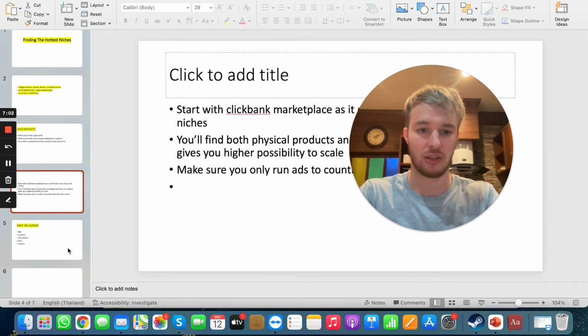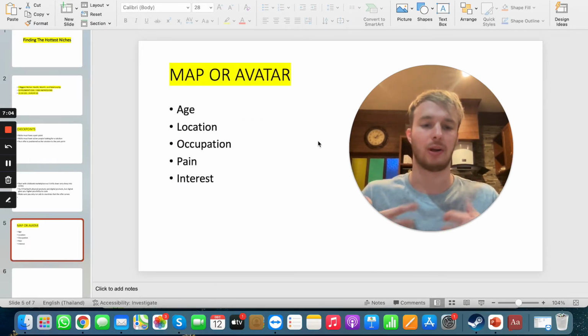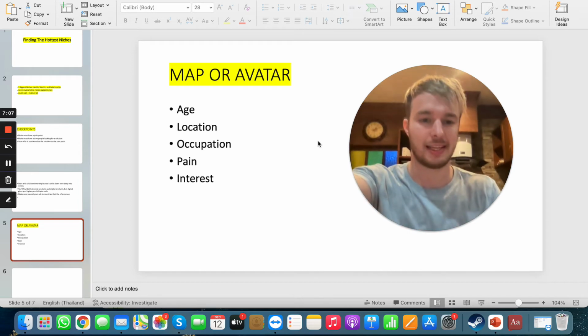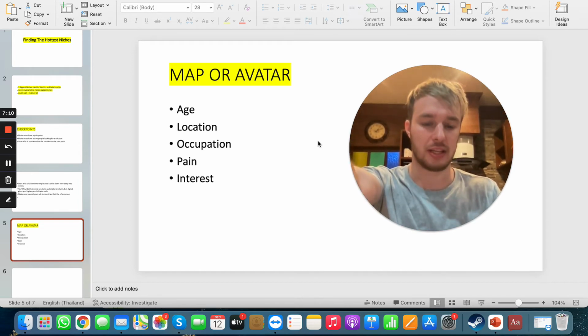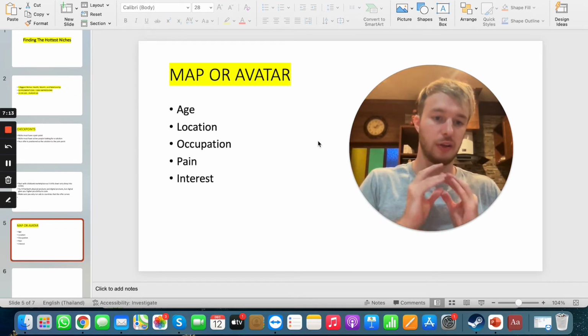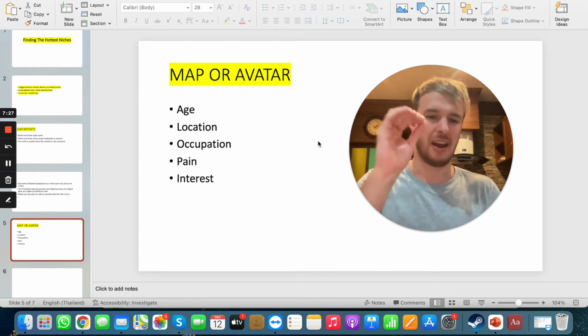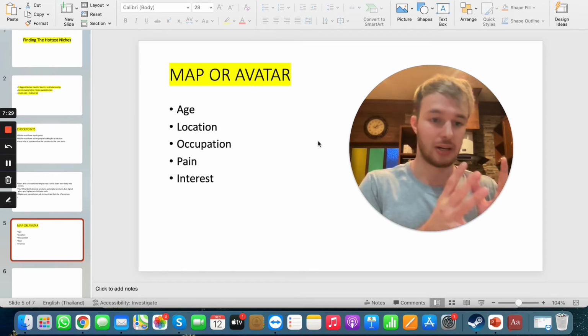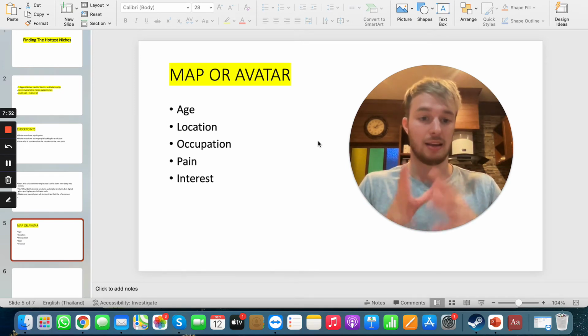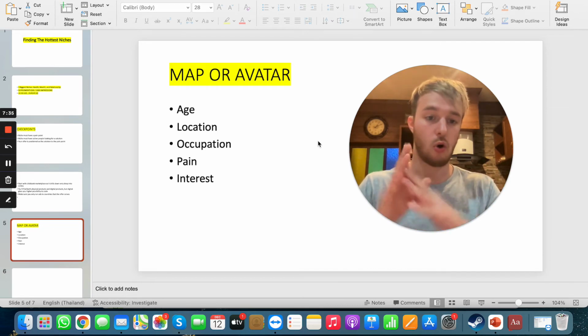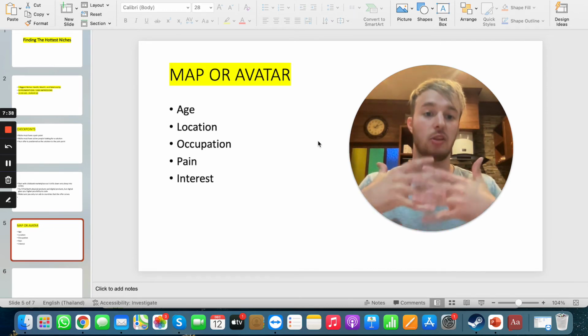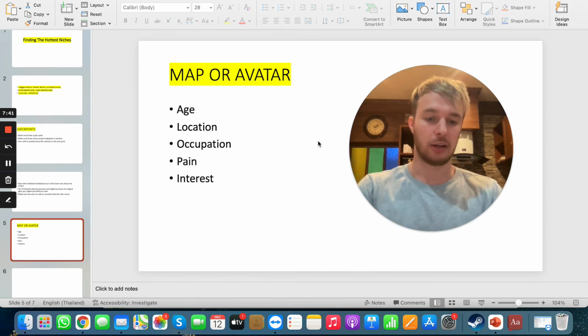Now, the last thing that I want to share with you is the map or avatar, or what I like to call the empathy map. So what is an empathy map? An empathy map, like the word itself says, is knowing your customer, knowing your market, having this message to market match. You have to know their age, their location, their work, their occupation, their pain points, their fears, and their desires. Now we have many different levels of audience awareness, and we can talk about that in another video, but it's really important to understand all of these things. And when you understand this, and not only understand but apply it for yourself, then you can have results.